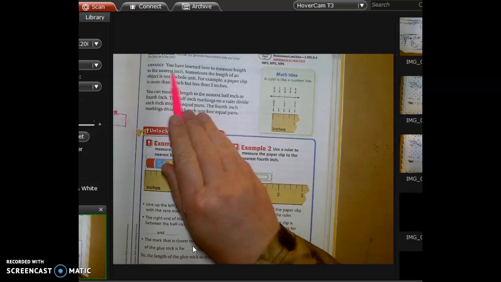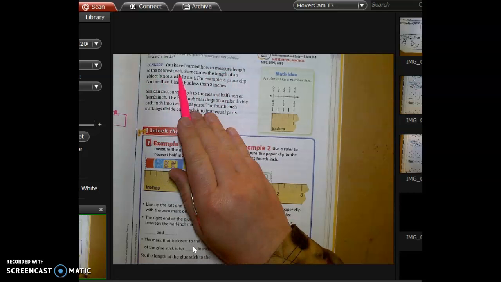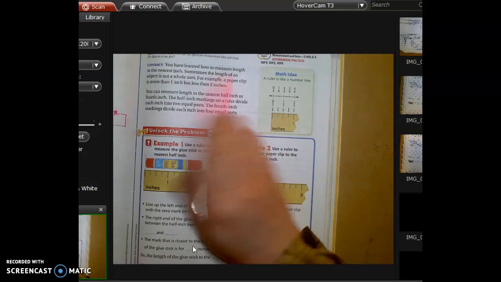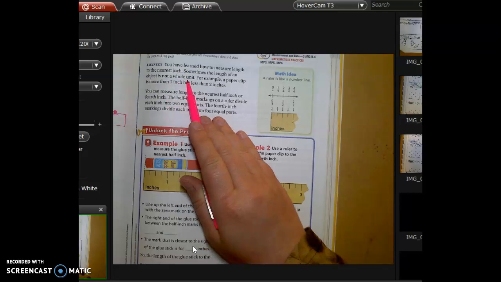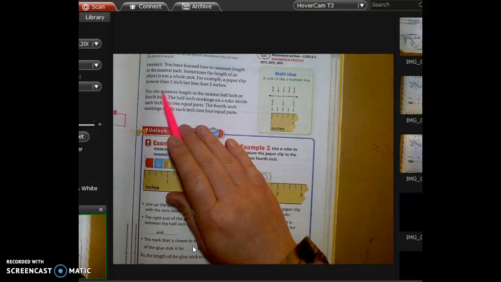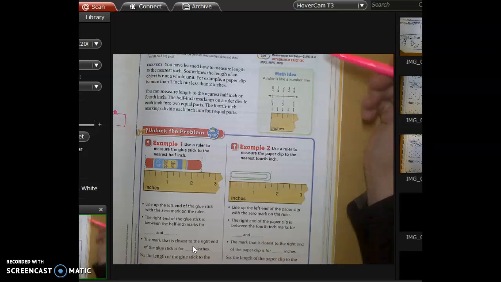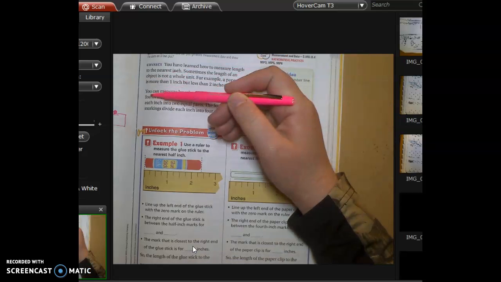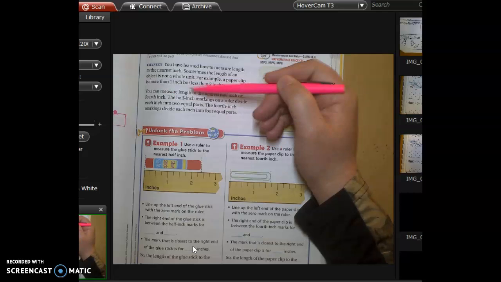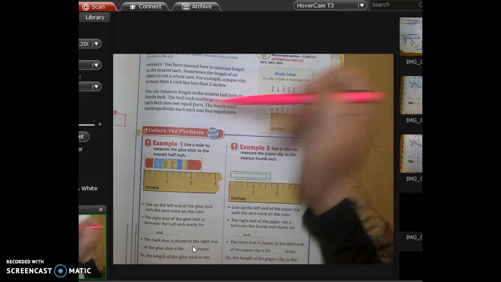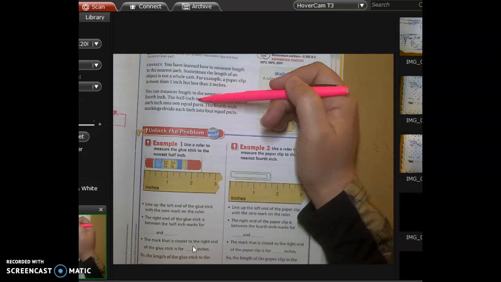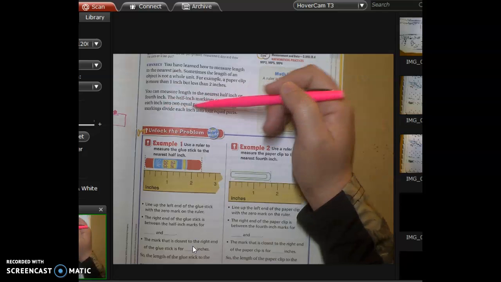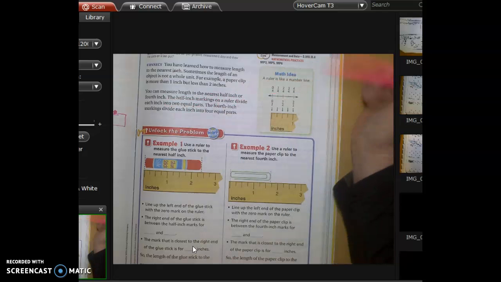So connect. You have learned how to measure length to the nearest inch. Sometimes the length of an object is not a whole unit. For example, a paper clip is more than 1 inch, but less than 2 inches. You can measure length to the nearest ½ inch or 1/4 inch. The ½ inch markings on a ruler divide each inch into 2 equal parts. The 1/4 inch markings divide each inch into 4 equal parts.